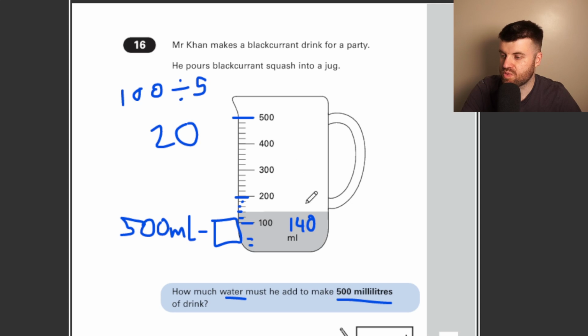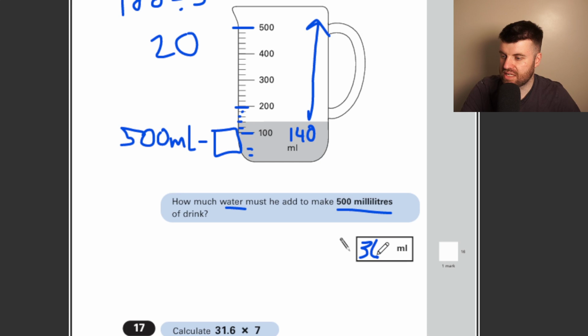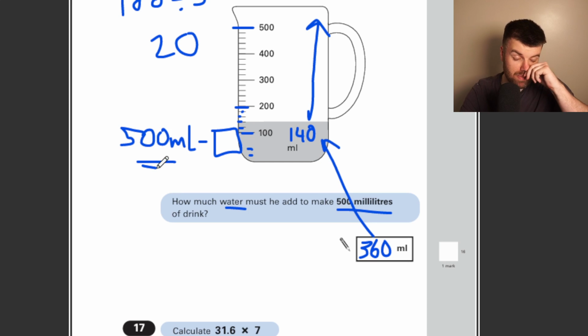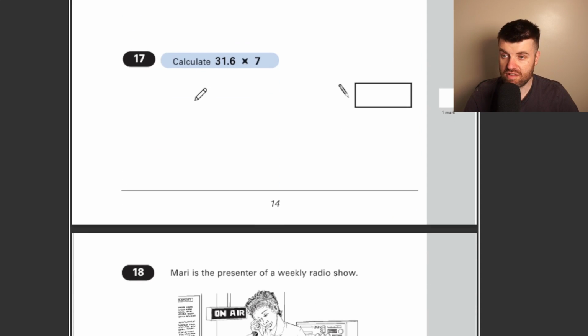So what's the difference between 140 all the way up to 500? The answer is 360 ml. You can check that by adding 300 with 140 and you will end up at 500. A nice difference question there, and checking our intervals. Okay, there are 5 jumps over 100 ml. So you do 100 divided by 5. Very, very common.